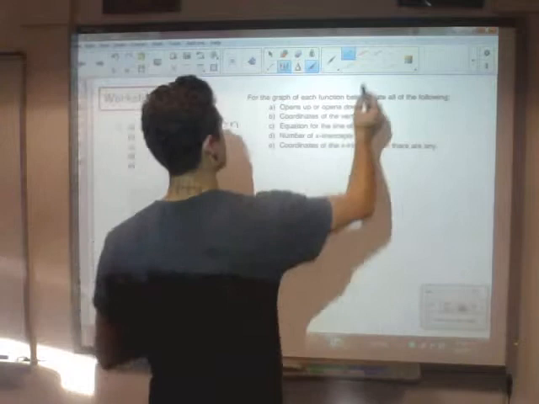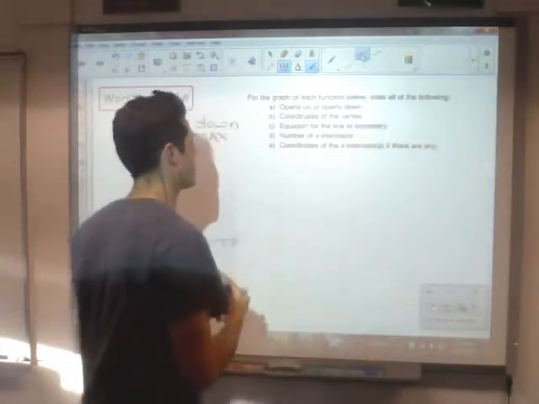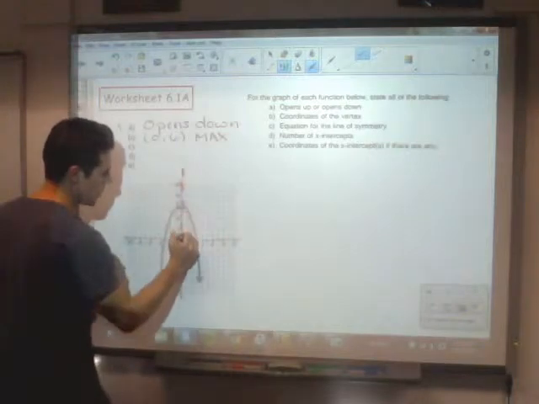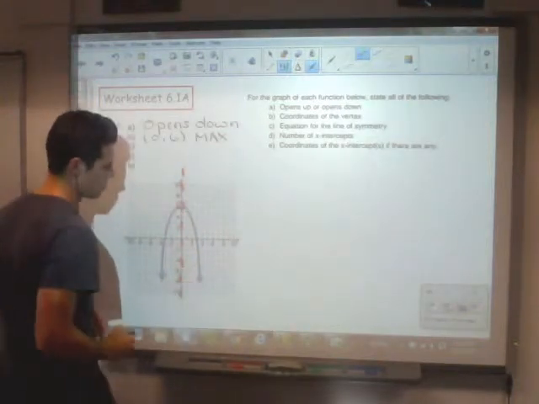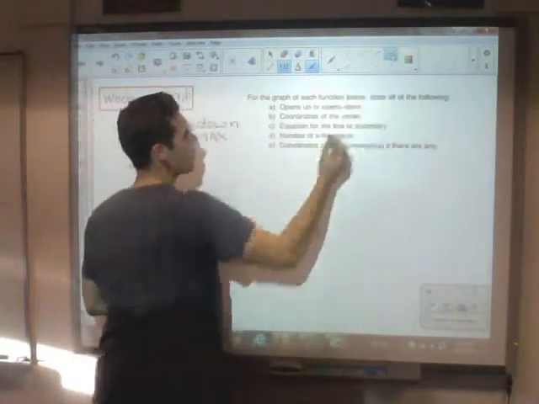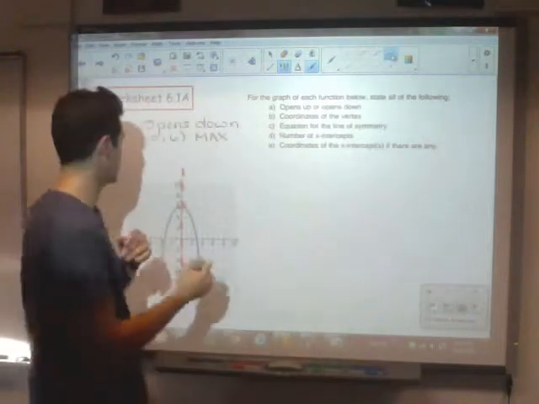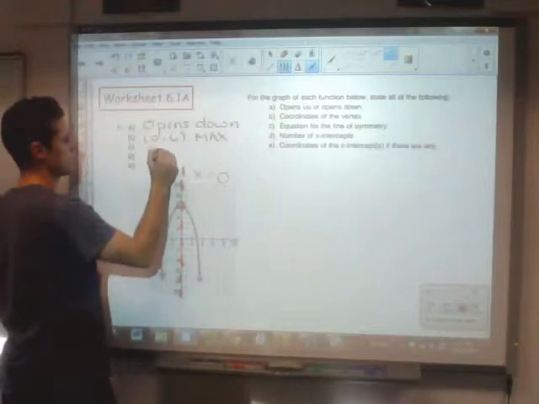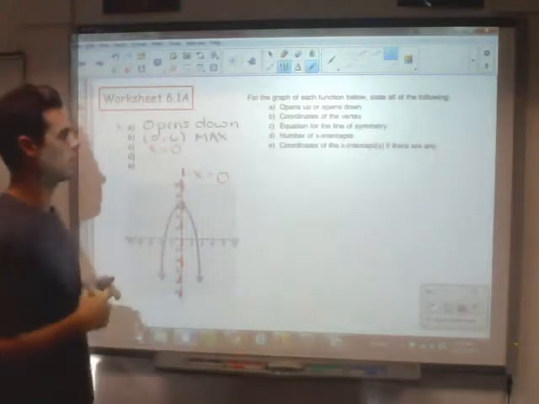C says, what's the equation for the line of symmetry? Well, where is this parabola centered? If I were to draw a line of symmetry, it would go right down the middle here, and the equation for that vertical line is x equals 0 once again. So the equation of that line would be x equals 0.